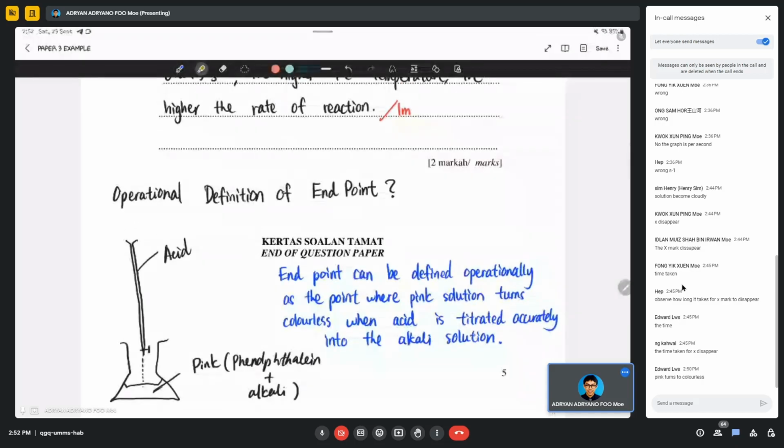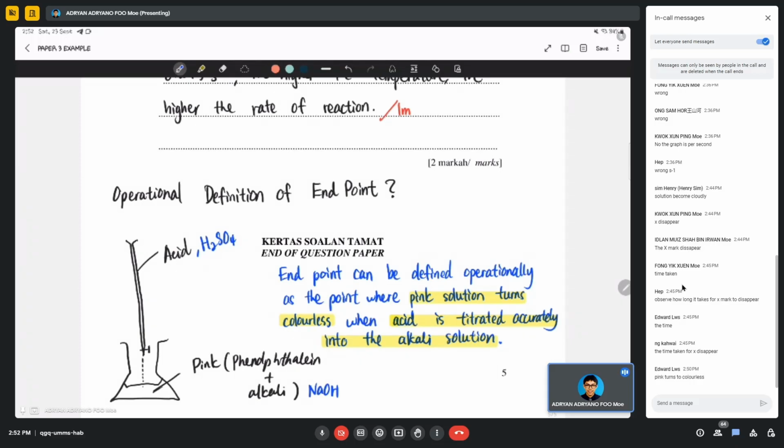What did I observe? What did you see? Pink solution turns colorless. This is what you observe. What did you do? Acid is titrated accurately into the alkali solution. So for example, if I give you acid here is H2SO4 and then the alkali will be NaOH. Okay, what do you write? Endpoint can be defined operationally as the point where pink solution turns colorless when sulfuric acid is titrated accurately into the sodium hydroxide solution. That is your answer.